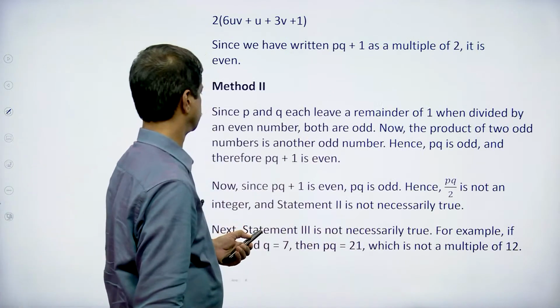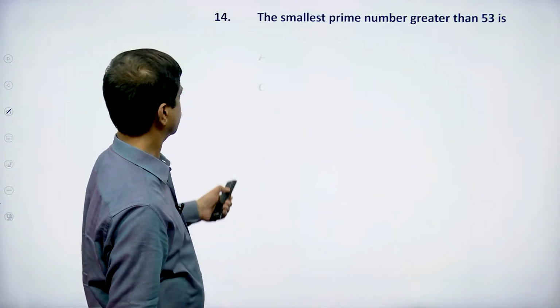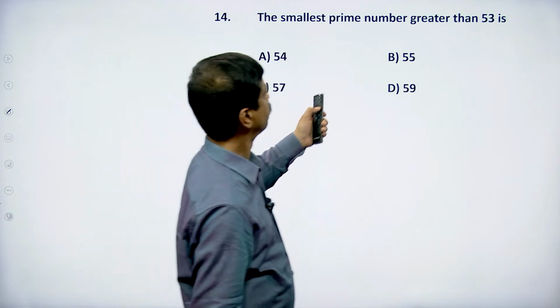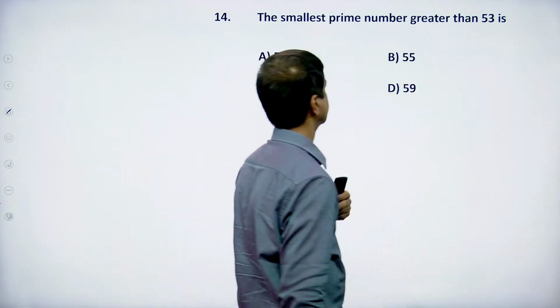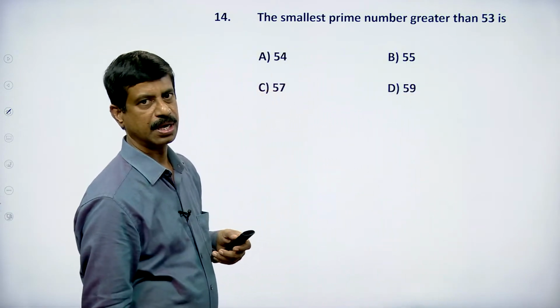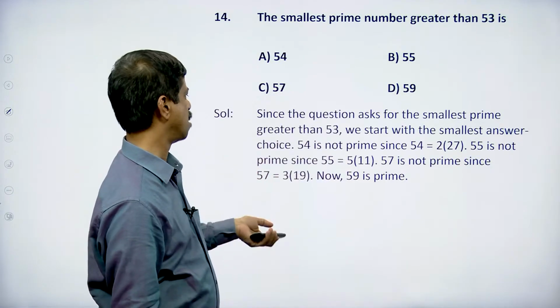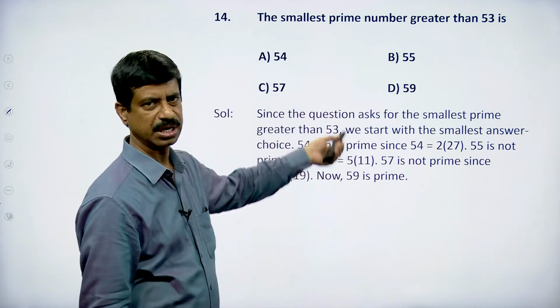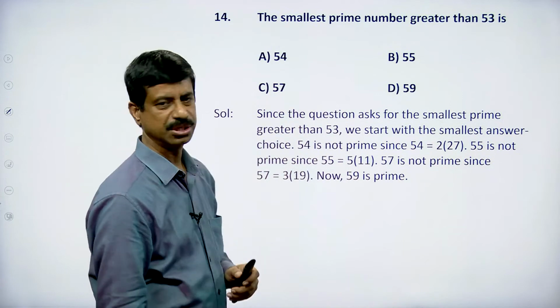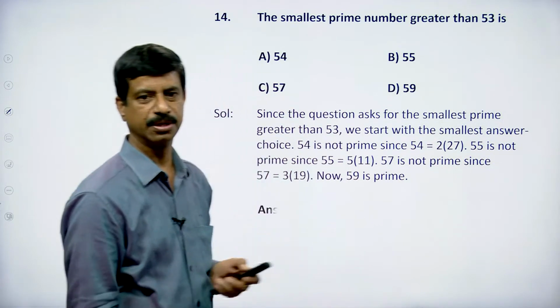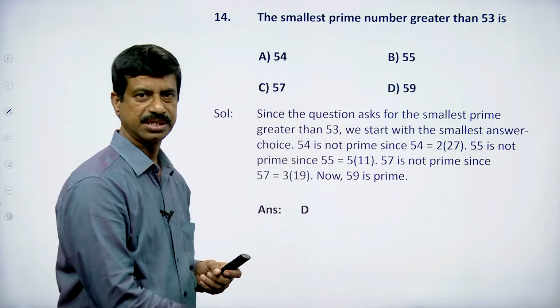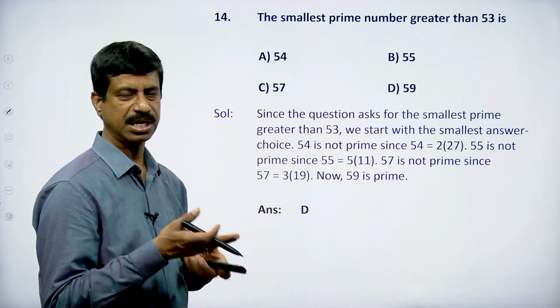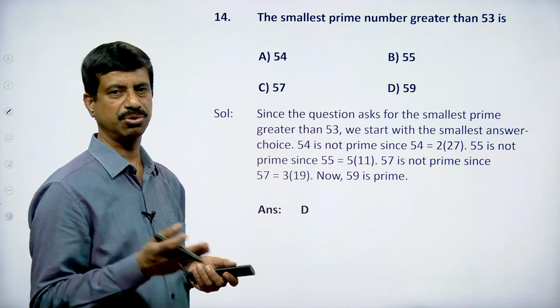Okay, children, let's move to the next question. Look at this: the smallest prime number greater than 53. These are all normal numbers, children. I don't think we need to solve it. Please note it, that's all. Quick. This is just numbering. You should know what all are prime numbers, and immediately above 53, whatever is there, you take that.